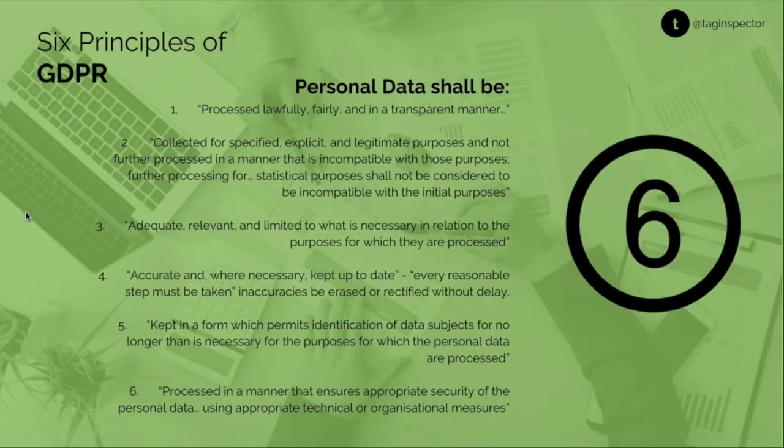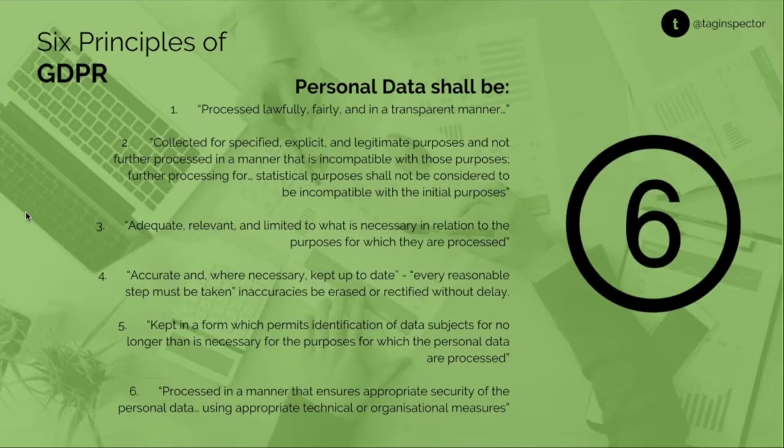The second principle, data must be collected for a specified, explicit, and legitimate purpose, and it cannot be further processed in a manner that is incompatible with those purposes. Again, you need to have a legitimate reason stated and transparent in order to be able to collect personal data. Number 3, personal data shall be adequate, relevant, and limited to what is necessary. You need to be collecting the bare minimum of personal data in order to be able to accomplish the business goal or the business purpose that you're setting out.